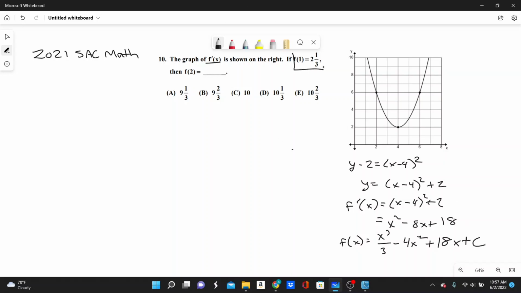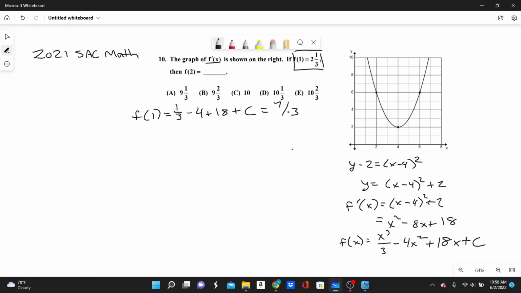You're given f of 1 equals 2 1/3. So we can actually use that to solve for our constant. So I'm going to plug in f of 1. So f of 1, let's see, we have 1 cubed over 3. That'll just be 1/3. And then minus 4 plus 18, and then plus c. And of course, that's equal to 2 1/3, which I'm going to write as 7/3. And then we can just solve for c.